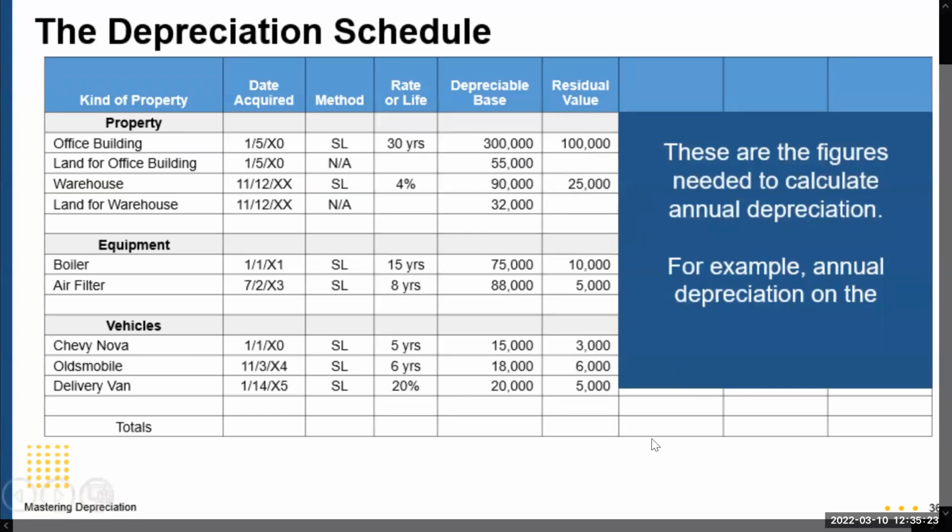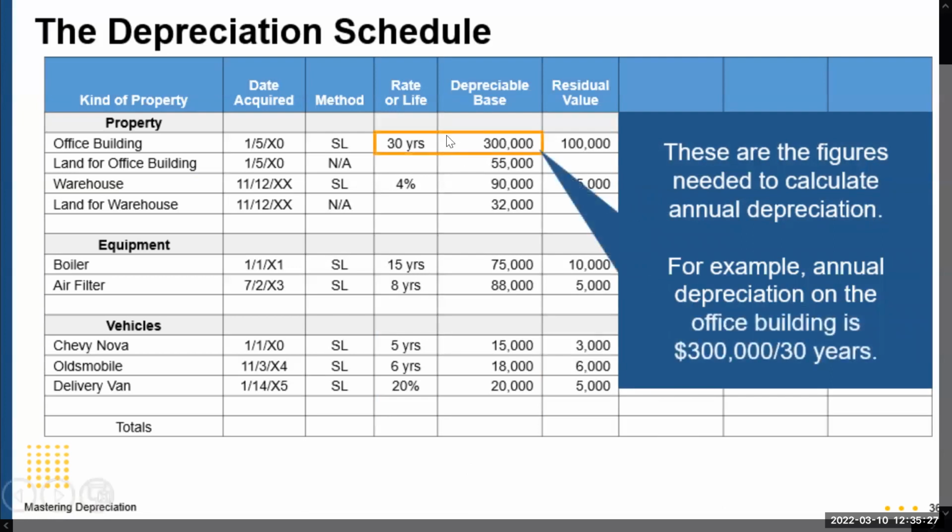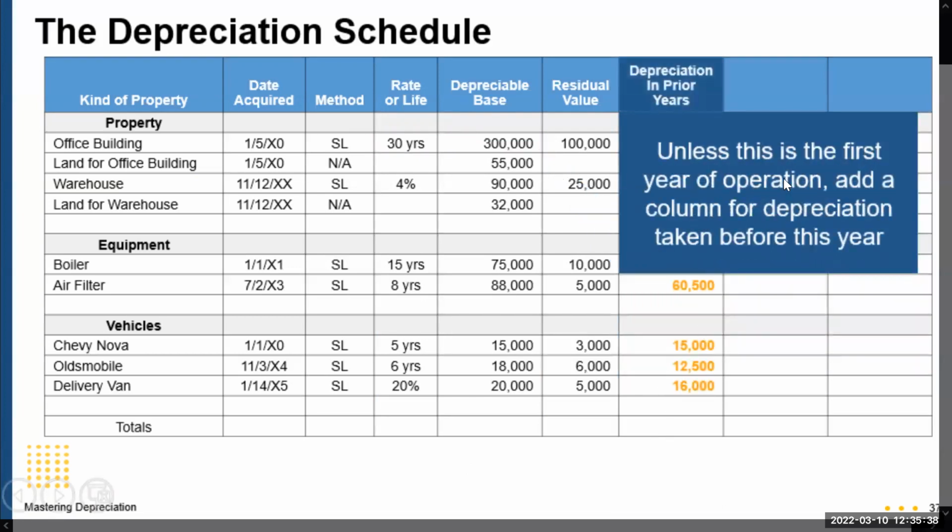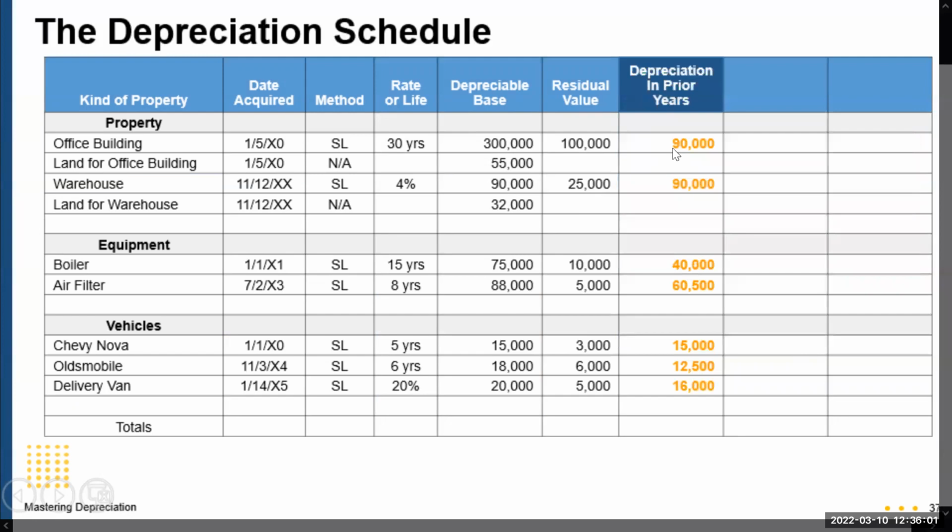So the example, annual depreciation on the office building is 30 years, $300,000. We do have a residual value here. I don't know if they didn't do the math, or let's make sure they did their math correct. Unless it's the first year of operation, add a column for depreciation taken before this year. So you're going to have depreciation in prior years or the accumulated depreciation before, so that you have a total. So they had taken 90,000 before. So 300 minus 100 is 200 divided by 30. I don't know where they got 90, but that's okay. They bought it on January 5th, so they should have a full year. Let me see if their math comes out.